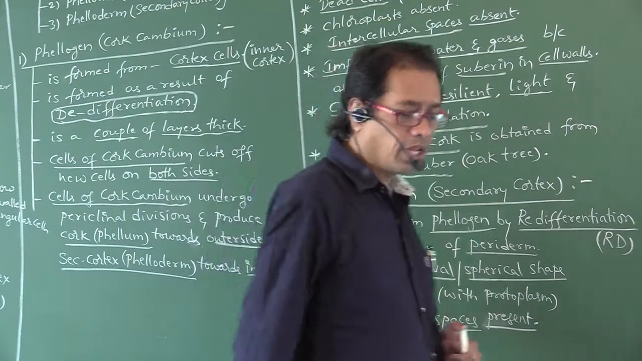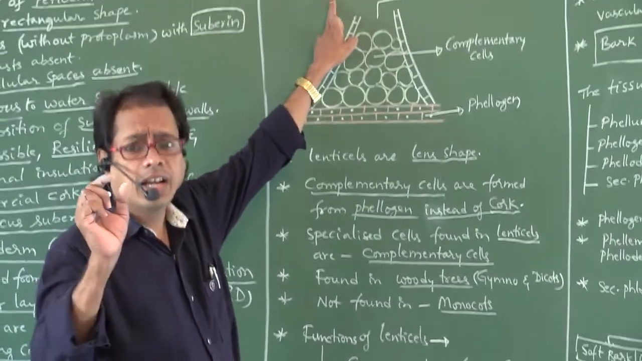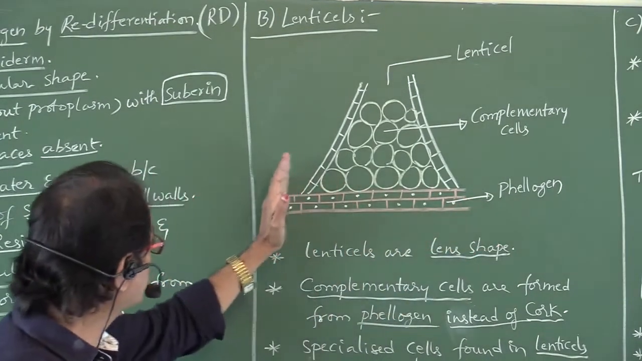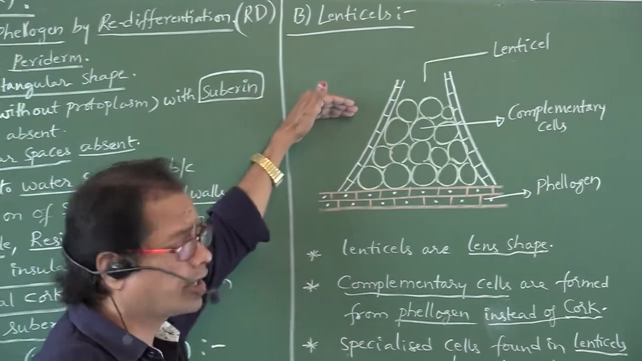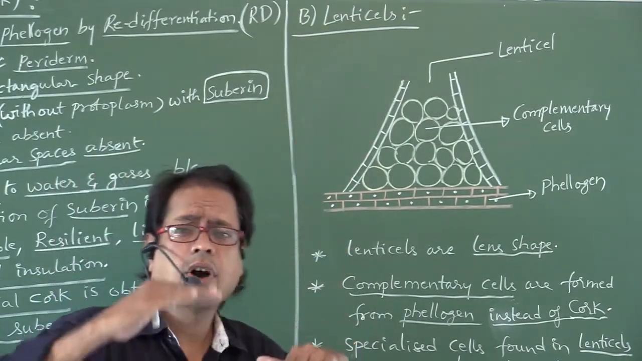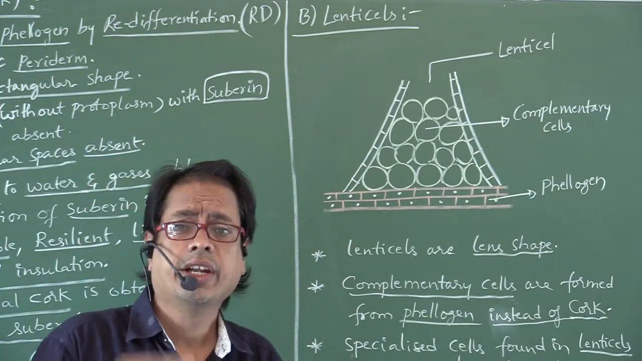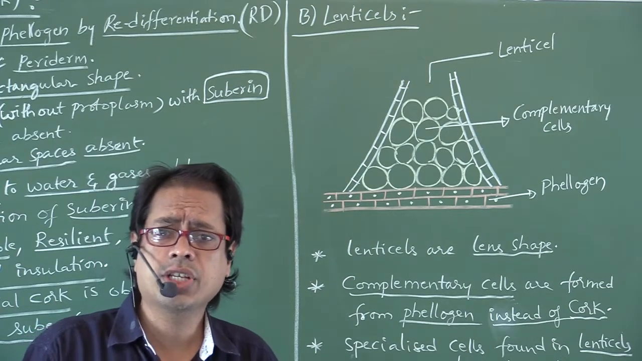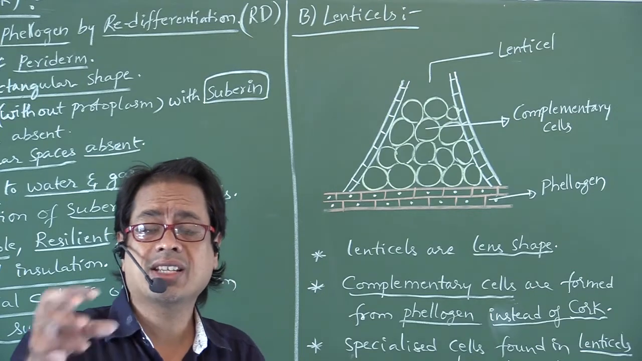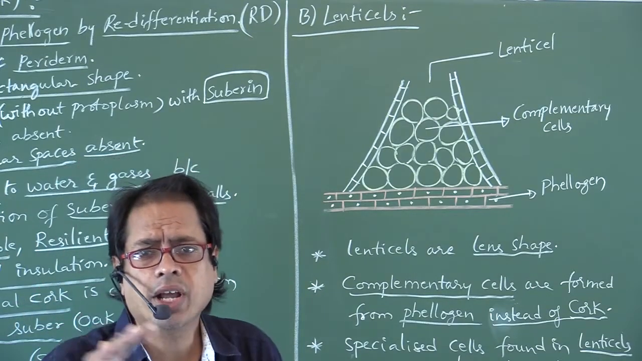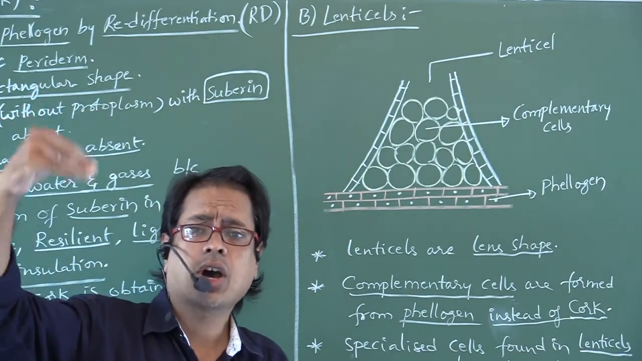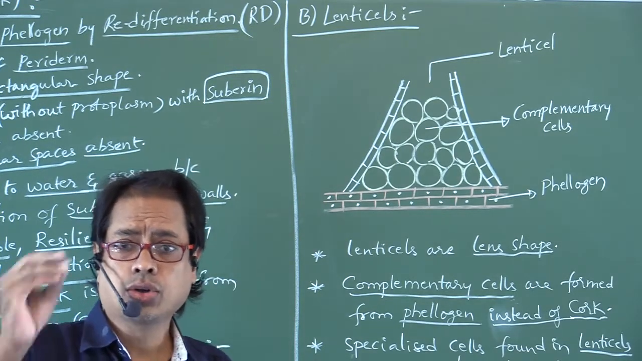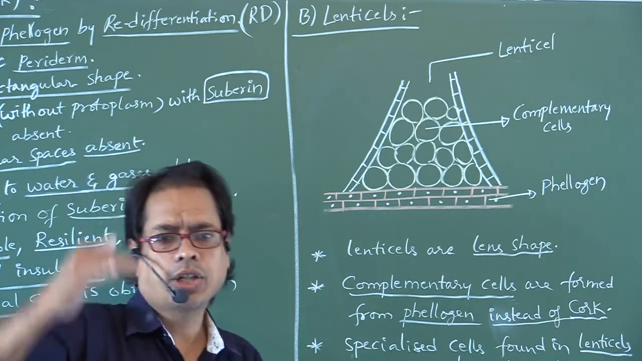Next, second step, lenticels. Let's see the diagram. This is the phellogen. This phellogen produces cork towards the outer side. If all the cork is produced towards the outer side, it is impervious to water and gases. Why is the cork tissue impervious to water and gases? Because cork cells are made up of suberin. As suberin is present in cork tissue, it is impermeable to water and gases. That is, water and gases are not allowed into the inner tissues of the plant body.